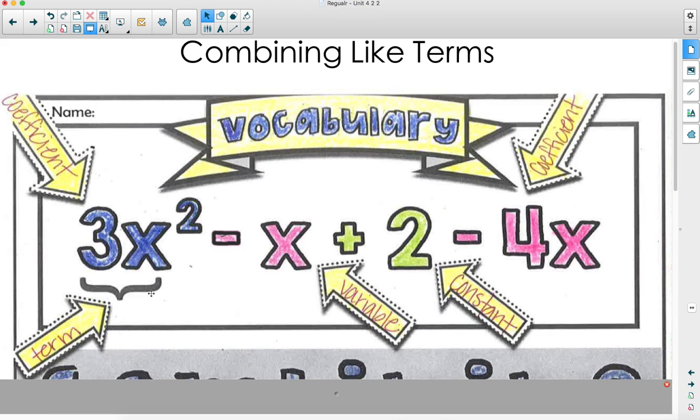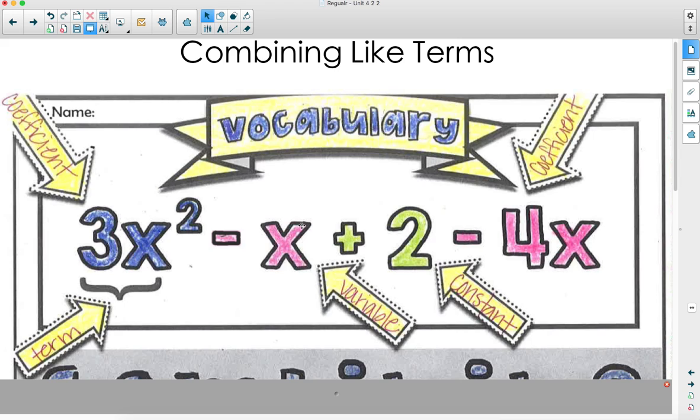Below that, we have another arrow, but this arrow is pointing to the 3 and the x squared. Both of those combined are called a term. We got x as a second term, 2 is a third term, and then over here we got this 4x, that's a fourth term. So this expression has 4 terms, but you have to know that this one right here is called a term.